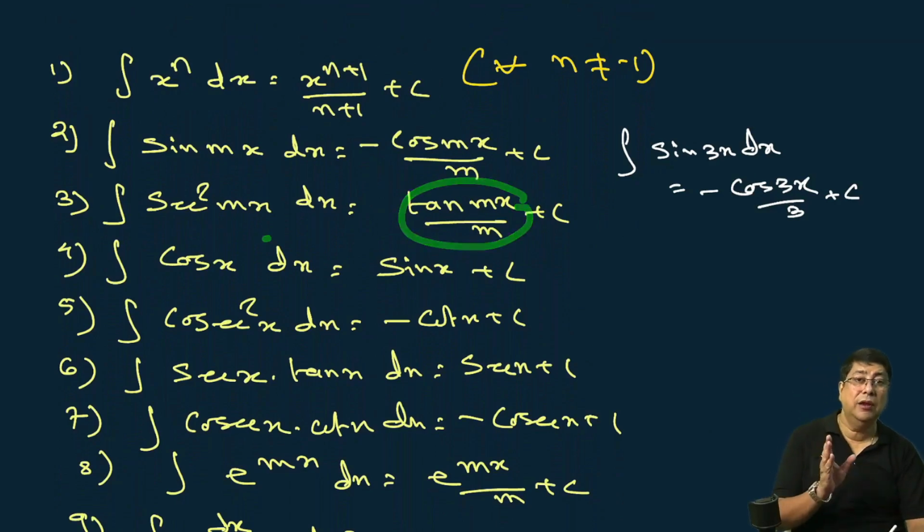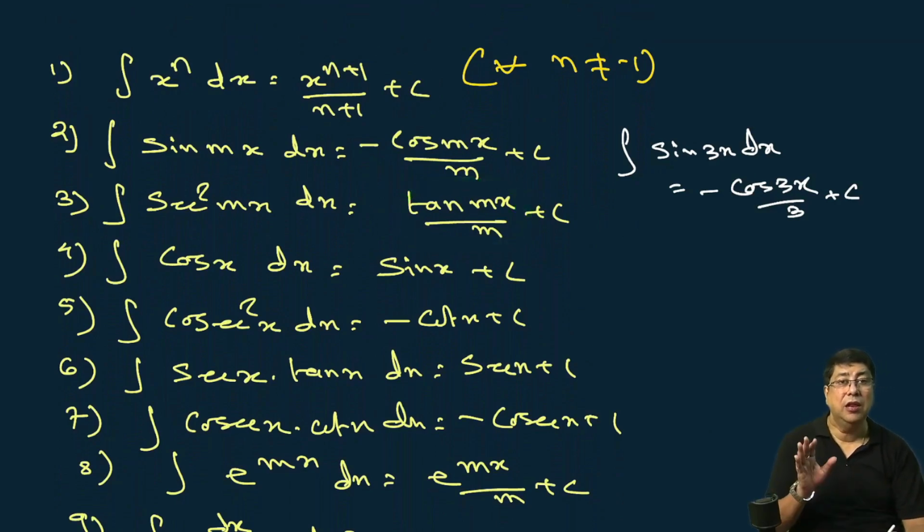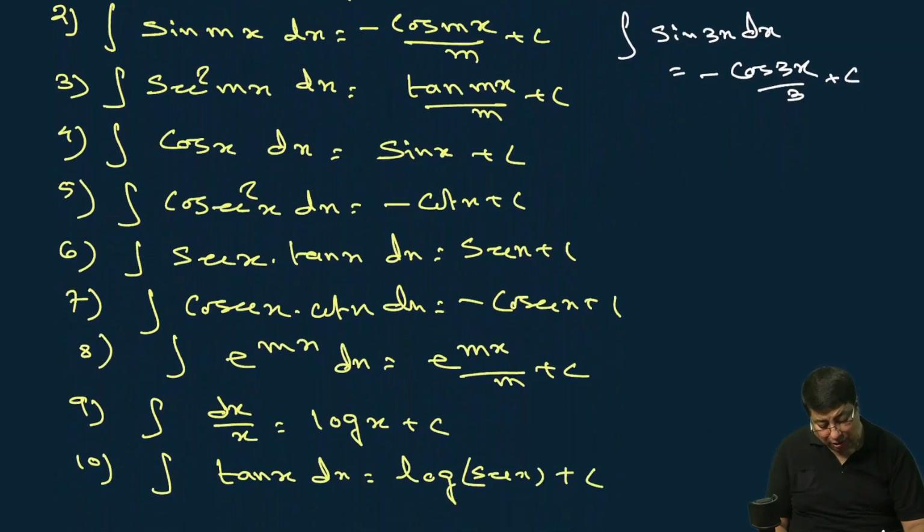Another important observation is that in differentiation, the coefficient comes outside, and in integration, the coefficient comes down. So I am giving the straight formula: if m is there, m is coming down. Now the integration of cos x is sin x plus c, because the differentiation of sin x plus c is cos x. The integration of cosec square x is minus cot x, like that.